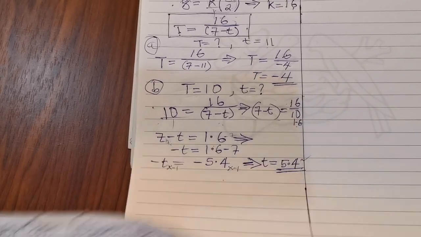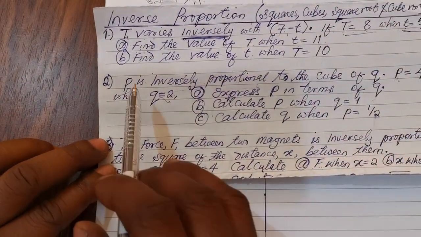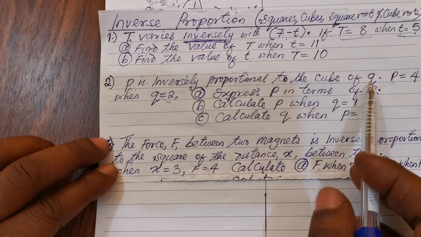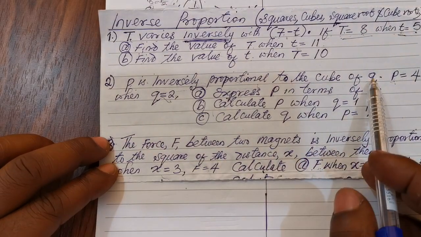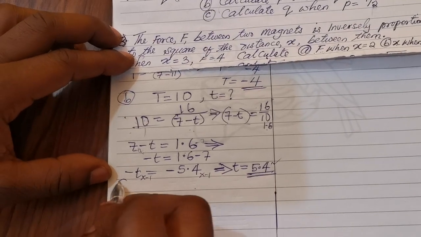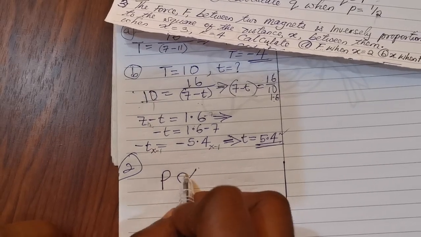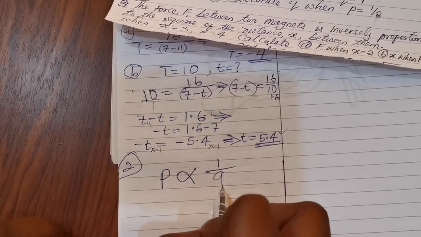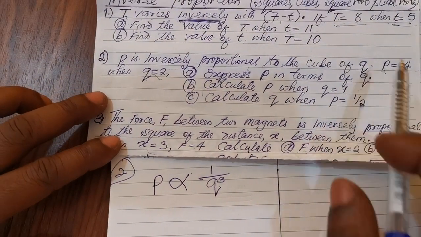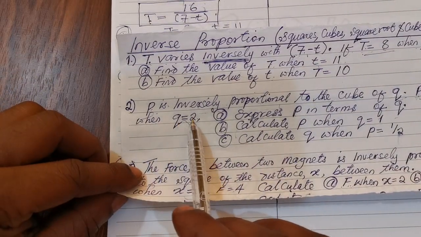Now the next question, the number 2 question, says that P is inversely proportional to the cube of Q. Let's take this first sentence. P is inversely proportional, that is P is 1 over the cube, Q raised to power 3. That's the cube of Q. Now the other sentence says P is 4 when Q is 2.